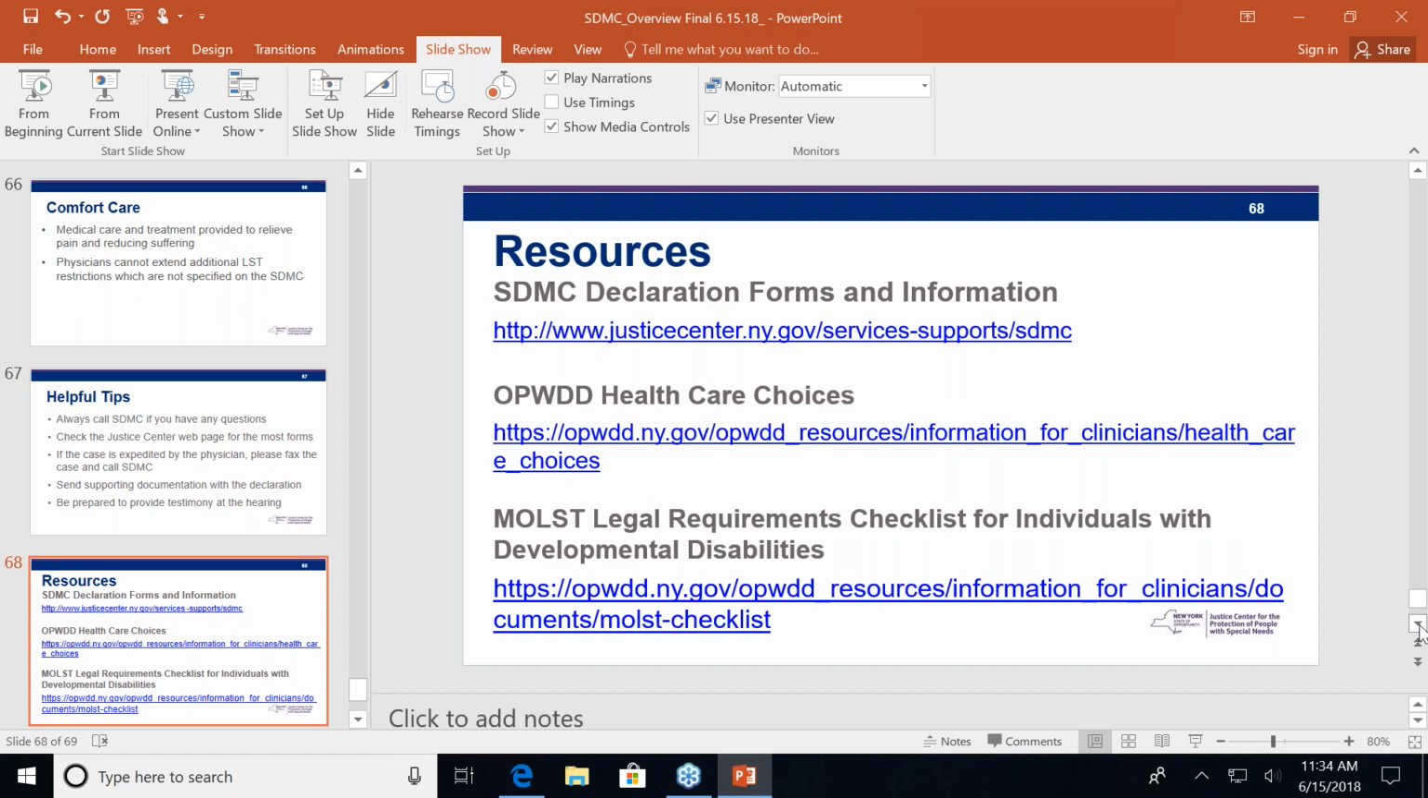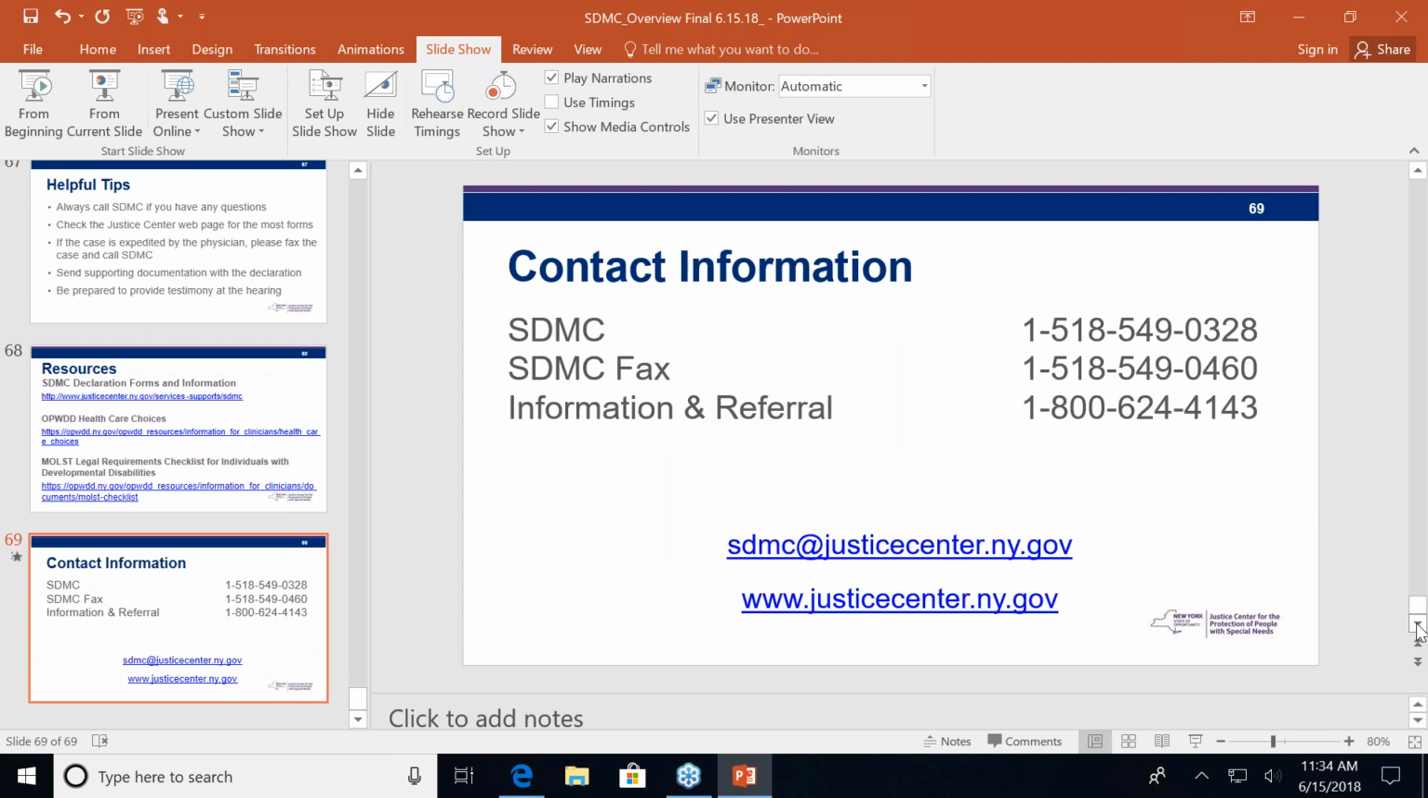I have some list of resources. Again, I find the OPWDD Healthcare Choices booklet is a great resource, and I understand they are going to be coming out with another one about 17A guardians, so I'm looking forward to that one as well. And my contact information is here. And hopefully we will share this recording and also a copy of the PowerPoint. You'll have this information, but I thank you for your attention and your patience with the process. And if anybody has any questions, feel free to give me a call anytime.